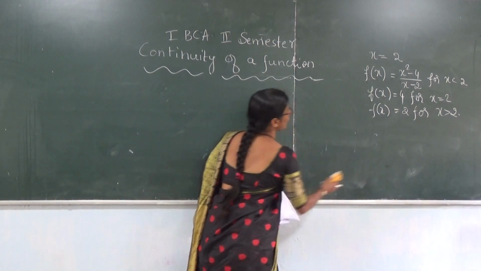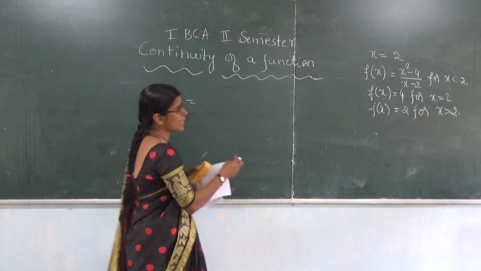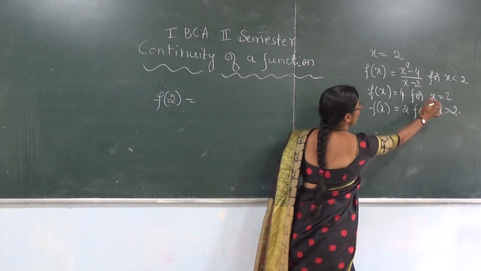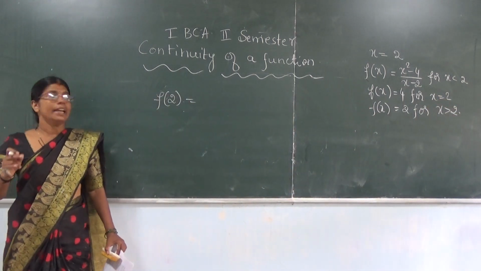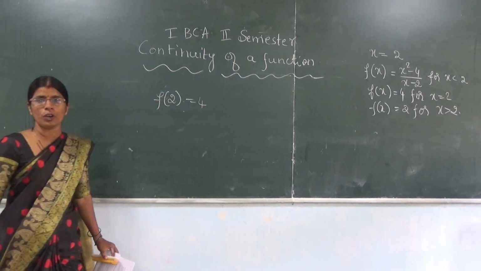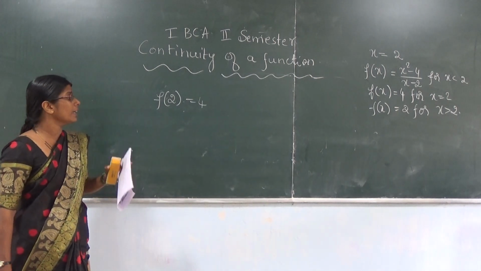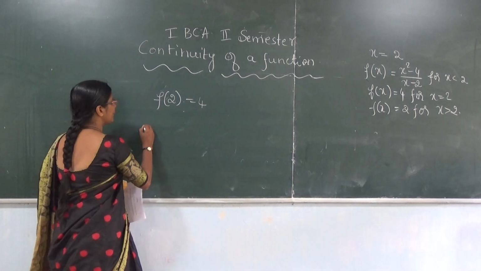F of 2 equal to that is given here. F of x is equal to 4 for x is equal to 2. That means when x is equal to 2, f of x is equal to 4. Therefore, f of 2 equal to 4, which is a finite and definite number. So then you have to take left hand limit.